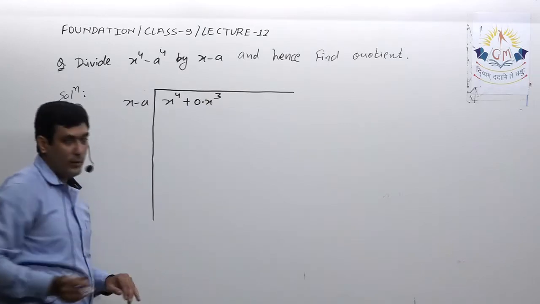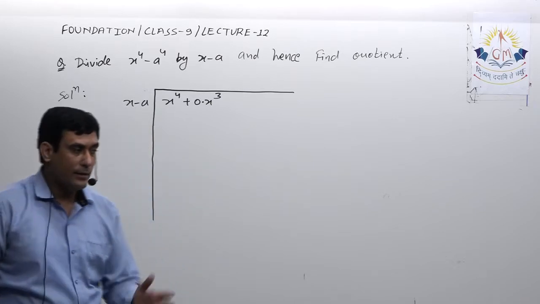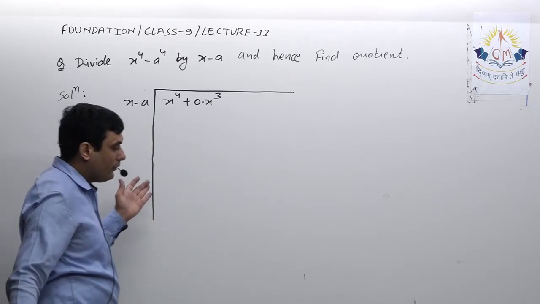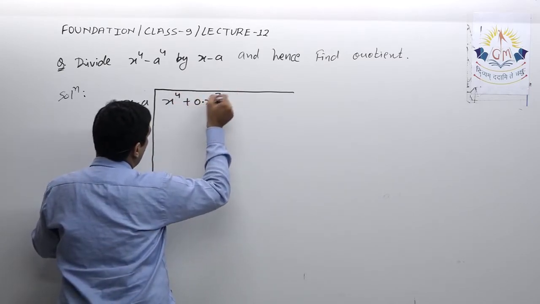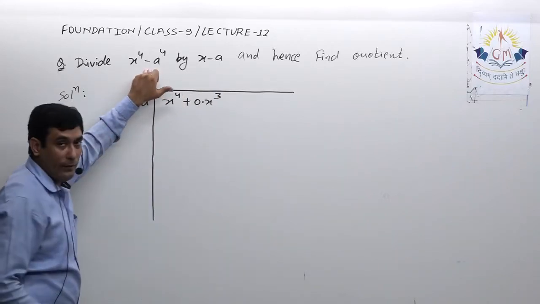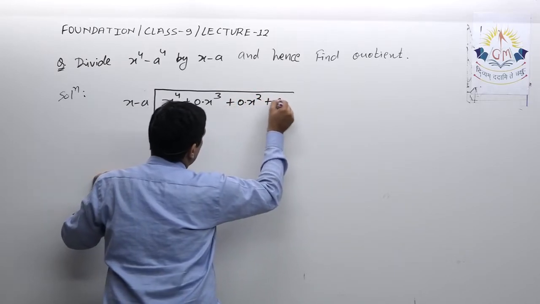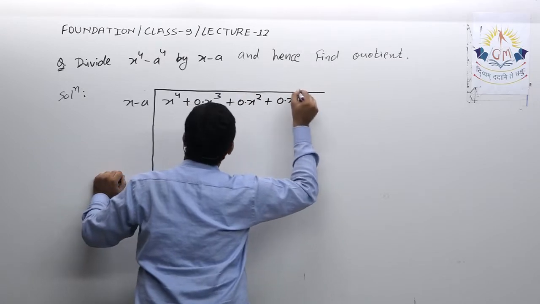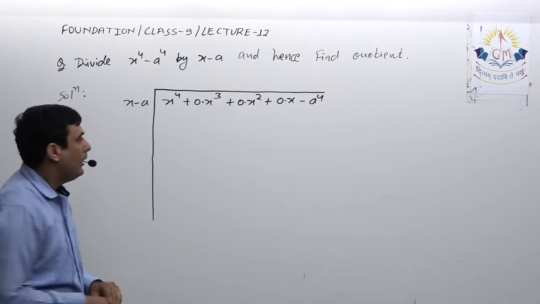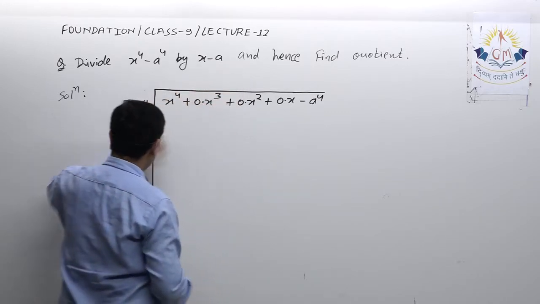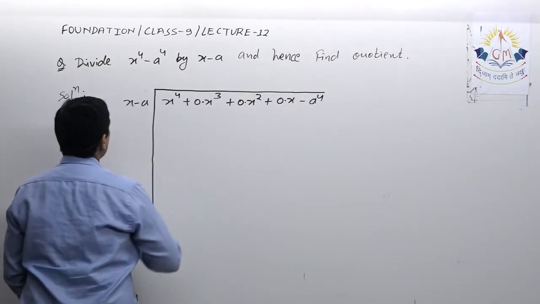As I told you, you have to write the given polynomial in standard form, that means it should contain all the terms of powers of the variable starting from the maximum power. As there isn't any term of x cube, I took 0x cube, then similarly 0x square, then 0 into x, and finally minus a raised to 4. Now it is not that difficult. However, it is not necessary that we use the long division method. There is one more method, but first we will see the long division method.